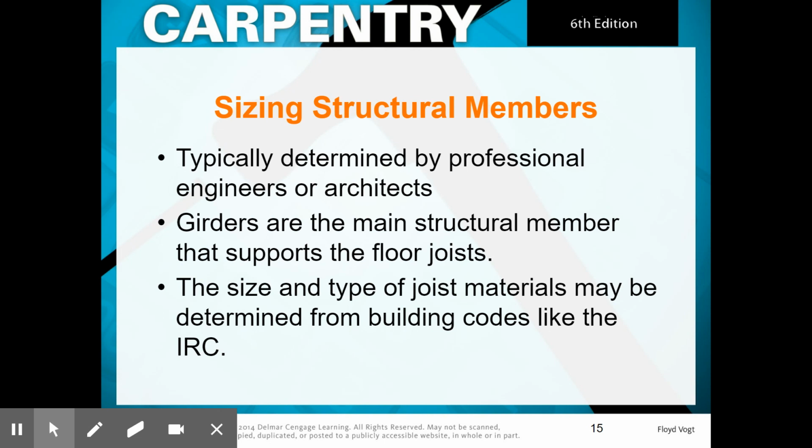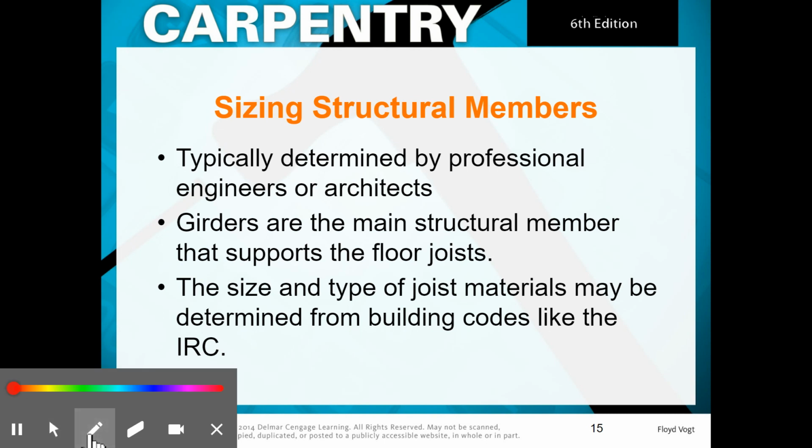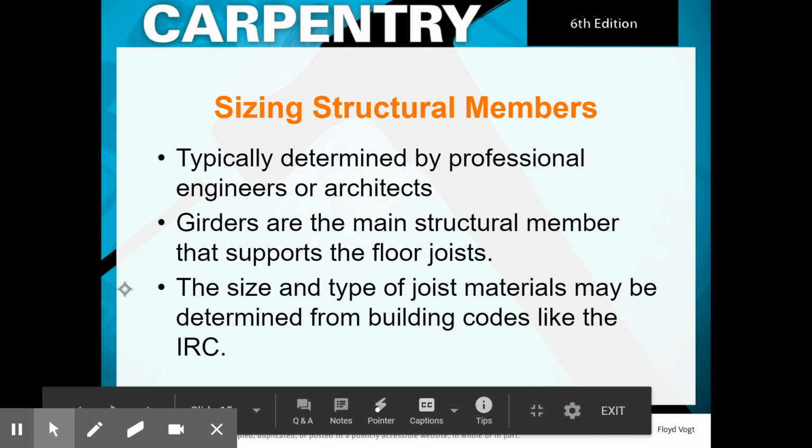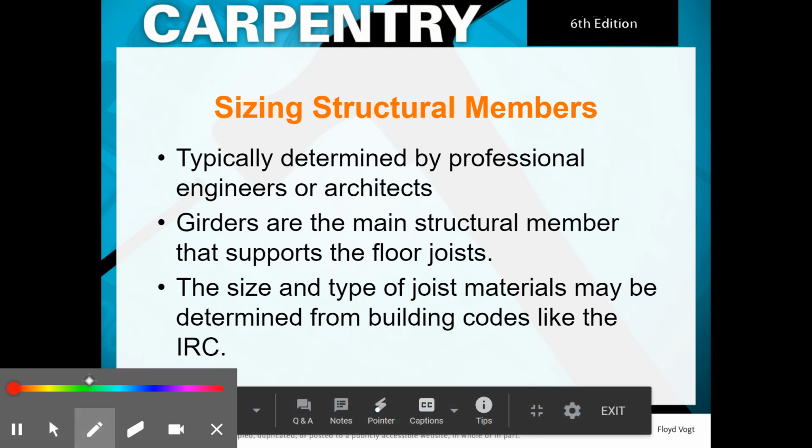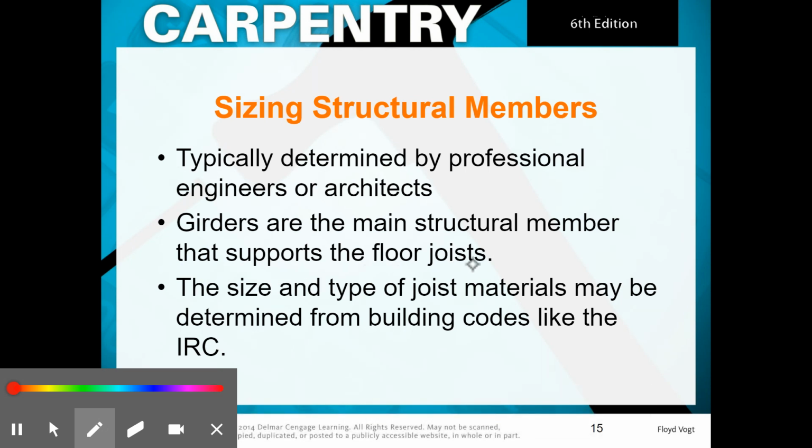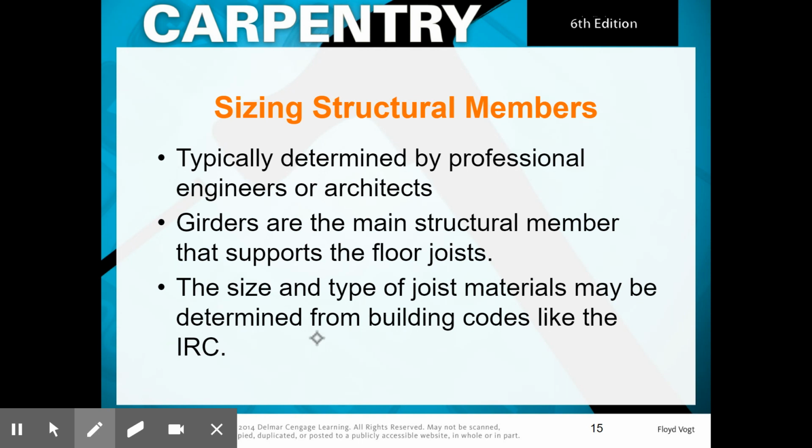So the sizing of structural members in a house are typically determined by engineers. And this goes for many projects, not just houses. For this module, we'll be focusing on girders. And girders are the main structural support that supports the floor joists. So in addition to the wall, if you have a span that's determined that you need a girder, then your joists lay on top of your girder. The size and type of the joist materials may be determined from building codes like the International Residential Code.